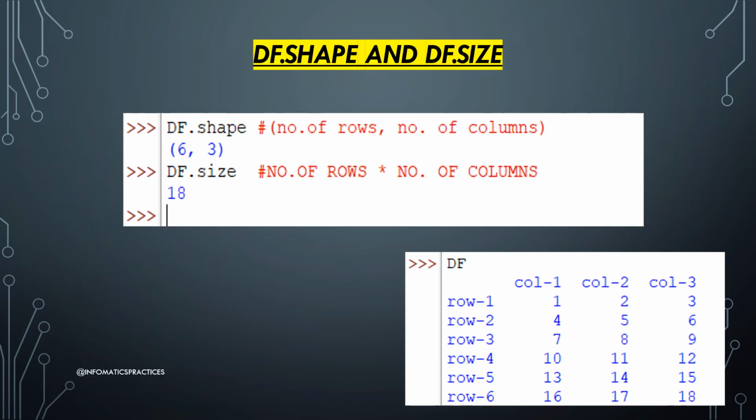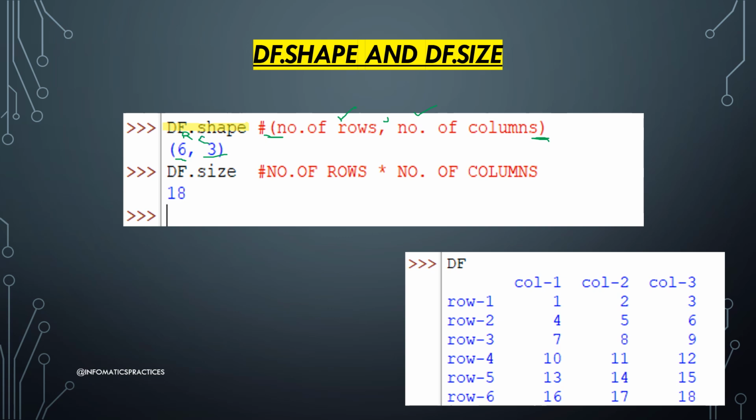Moving forward to df.shape and df.size. First of all, we'll see df.shape. It tells us in a tuple format. What is a tuple? That is some data inside parentheses or brackets. Thus here df.shape tells us in brackets the number of rows comma number of columns that are there in the data frame. Here we can see in the data frame that 6 rows are there and 3 columns are there. Thus when we print df.shape, the output is the tuple 6 comma 3, that means 6 rows, 3 columns.